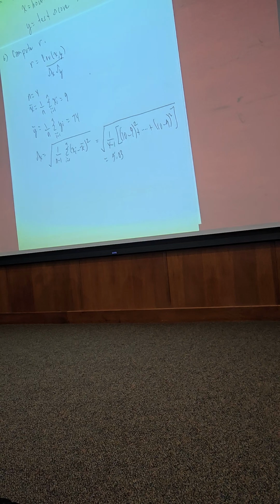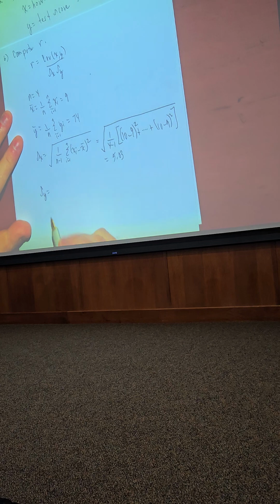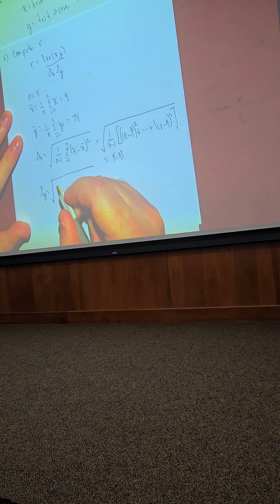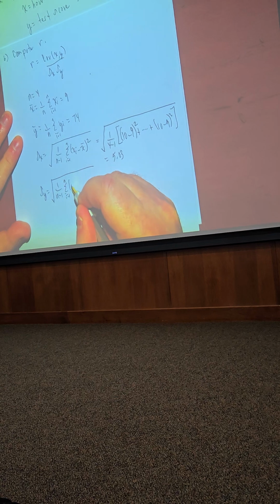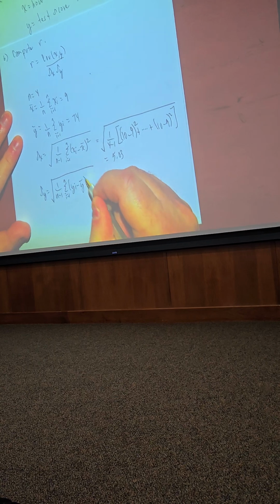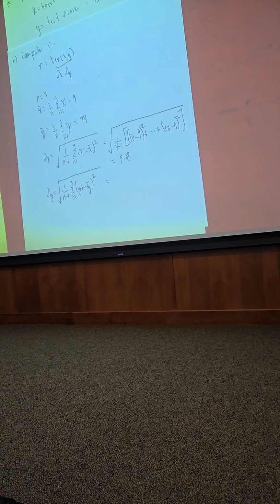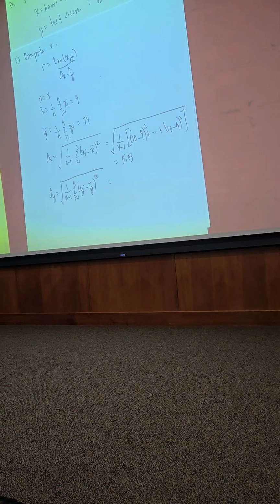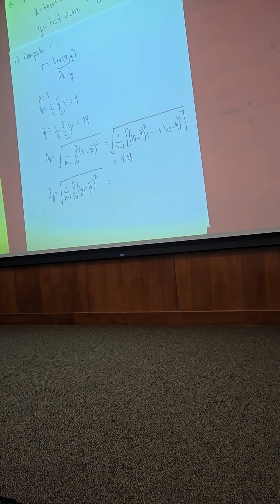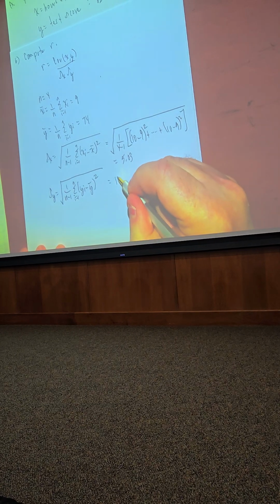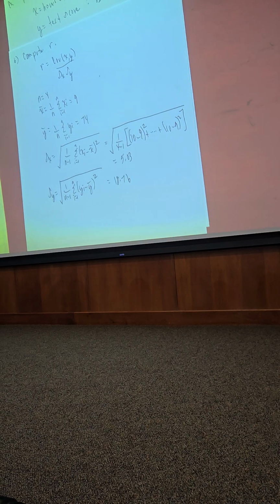S sub y is just the standard deviation of the y values. So S sub y, if you wrote it formally, is the square root of 1 over n minus 1 times the sum as i goes from 1 to n of yi minus y bar squared. Just the standard deviation of the y values. I won't bore you with the computation. If you find S sub y, the standard deviation, that gives you 18.76.